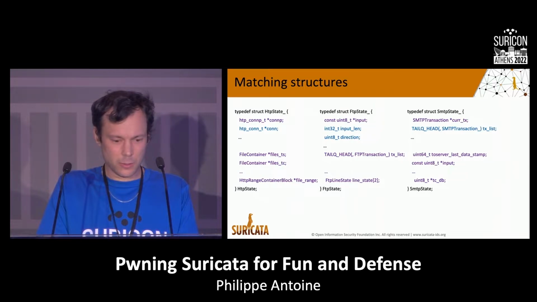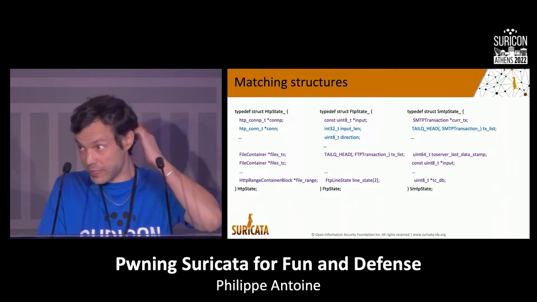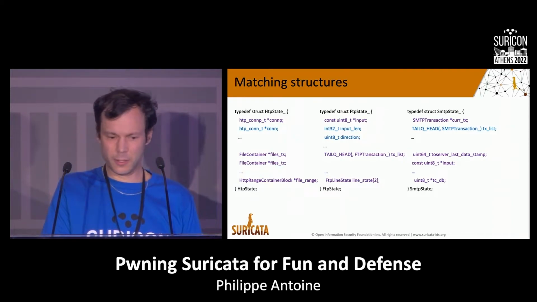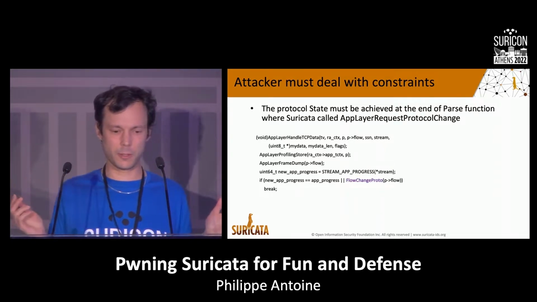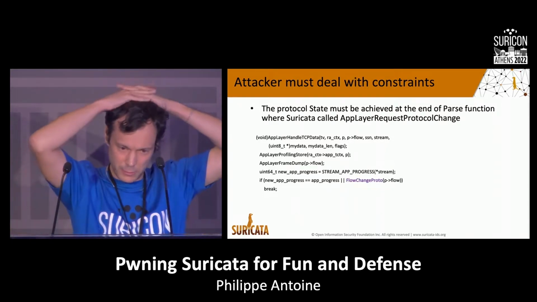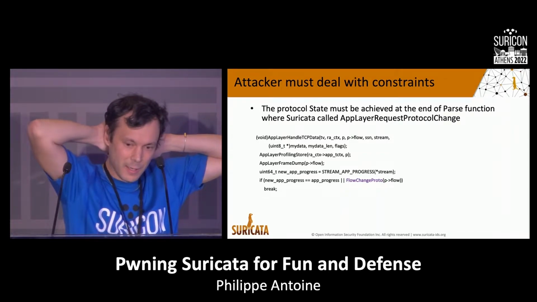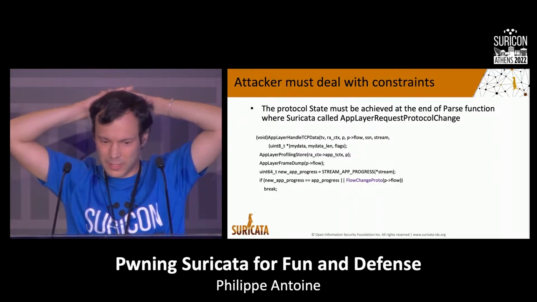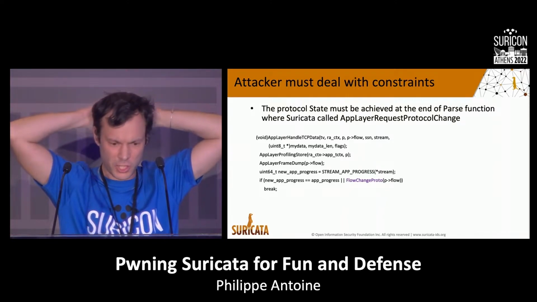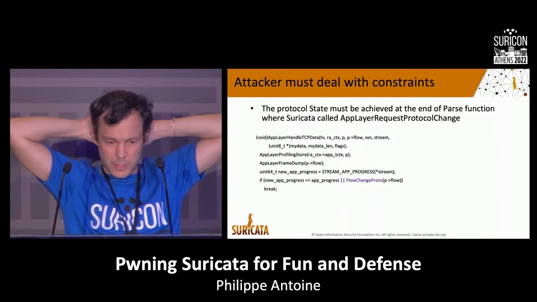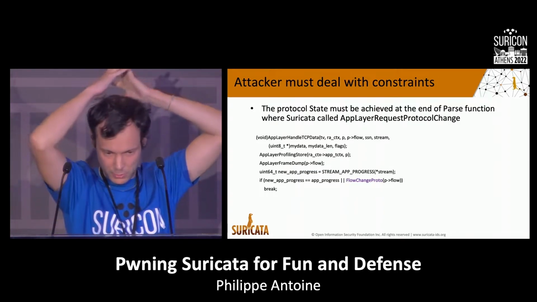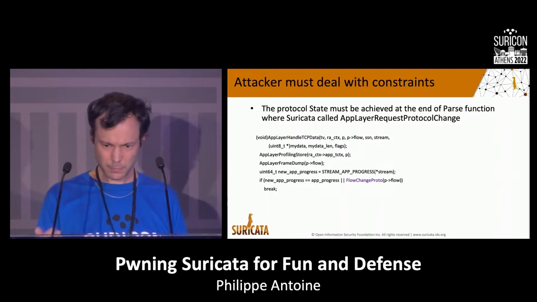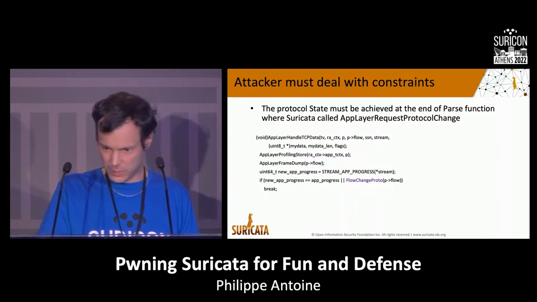Yeah, and so we can have one FTP state or SMTP state structure, but we cannot have whatever we want. As an attacker, we have to deal with the constraint that this protocol state must be reached at the end of the parse function when Suricata requested a protocol change. Because when there is a protocol change, as you see, we break out of the loop and we stop parsing everything, which is good.